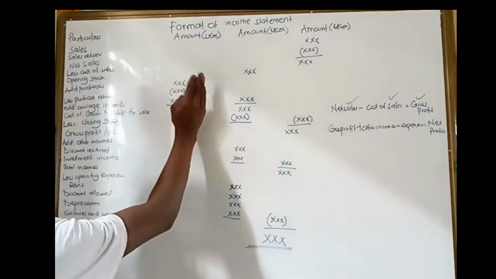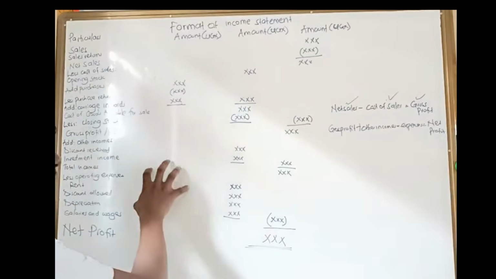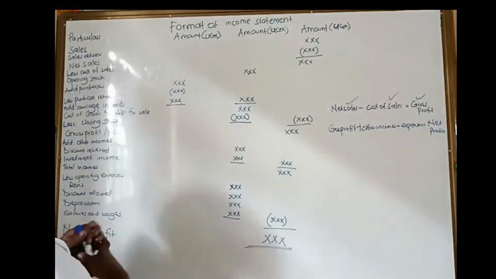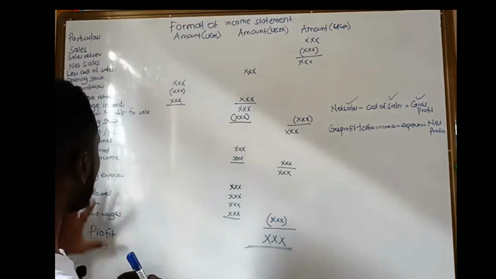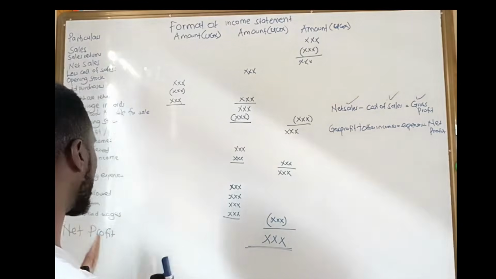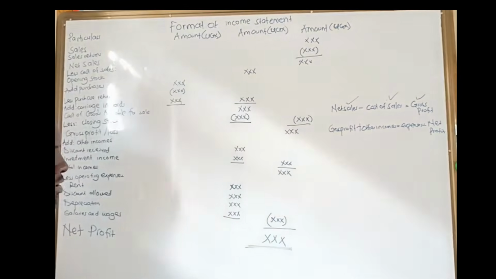So you must have the format at the back of your mind, so that, for example, with the cost of sales, you just know which items fall under the cost of sales. When we come to the incomes, which items fall under the incomes, and the expenses as well. And then at the end of the day, we shall have our net profit.